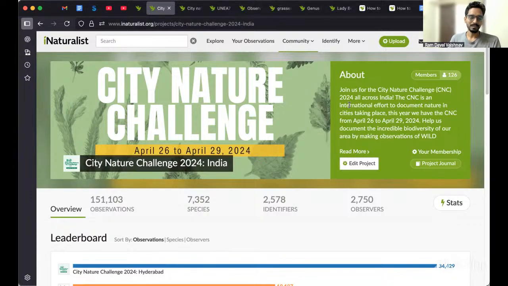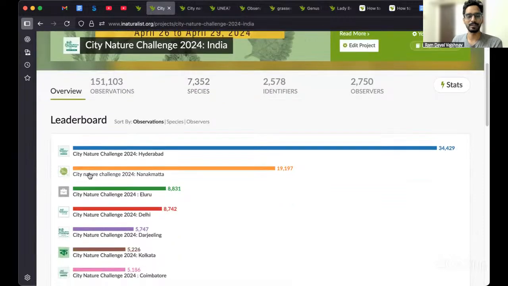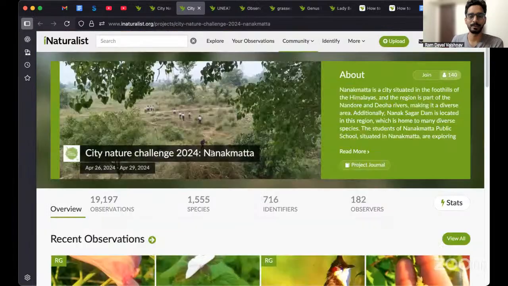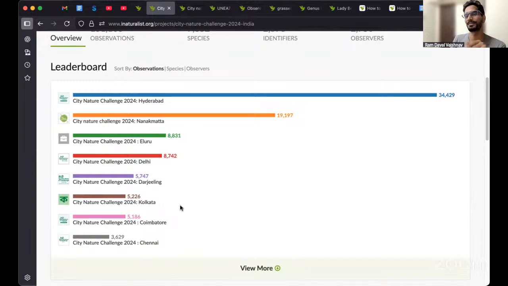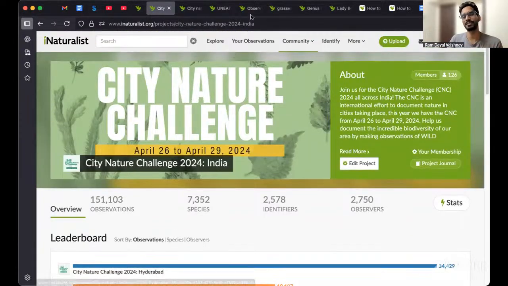I wanted to show you that in India in 2024, for example, on this page, the second-ranked city is named Nanak Mata. If I go to that page, you can see this is actually just one school, the students of Nanak Mata Public School. The students from this one school have left all these other cities behind. This is a very inspiring story in India, of how the students of this one school are doing such an amazing job.